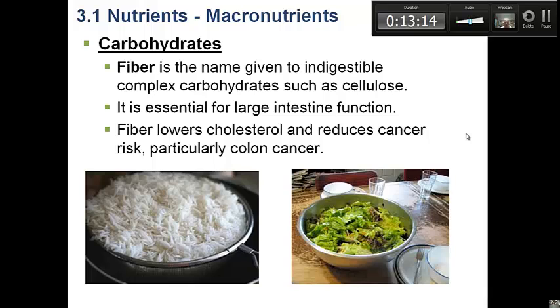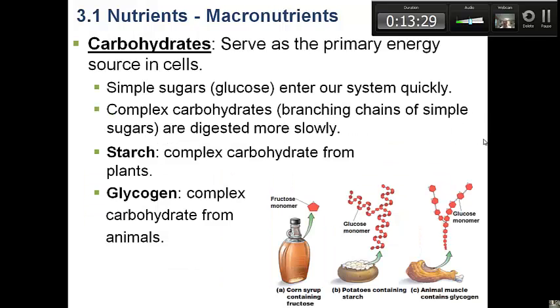Carbohydrates come in different forms. Fiber is a name that's given to complex carbohydrates such as cellulose, which are not digestible by the human body. I think it'll be interesting to you if we look back at this particular slide. We see side by side, as I'm pointing to here, in Part B we see starch, and in Part C of the diagram we see glycogen.